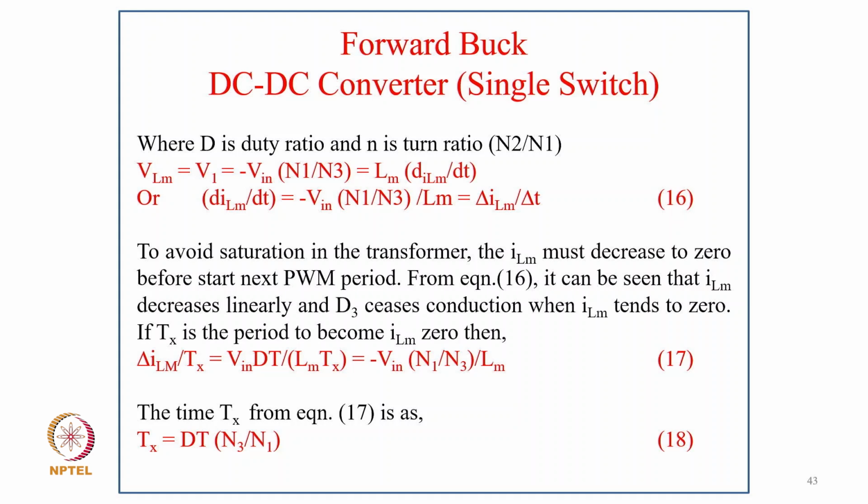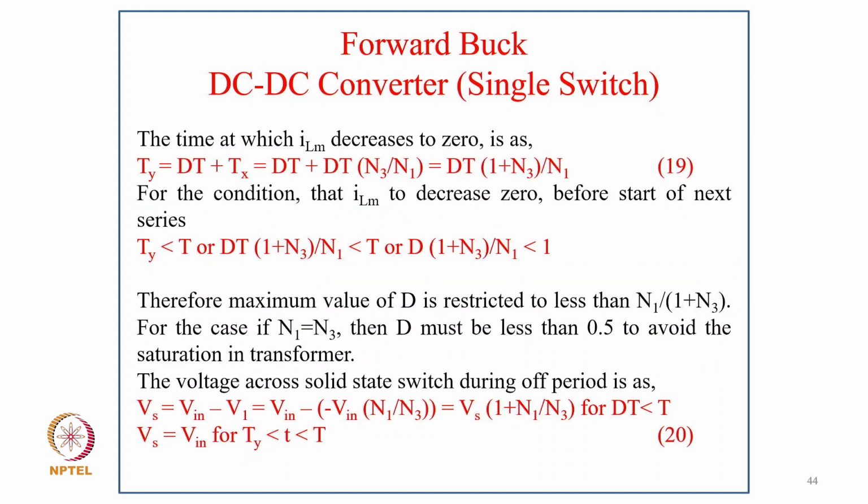To avoid saturation in the transformer, ILM must decrease to 0 before the next period. From this equation it can be seen that ILM decreases linearly and D3 ceases conduction when ILM reaches 0. If Tx is the time for ILM to become 0, then Tx equals dT times N3 upon N1. So the time at which ILm decreases to 0 is Ty, that is dT plus Tx, equal to dT (1 plus N3 upon N1).